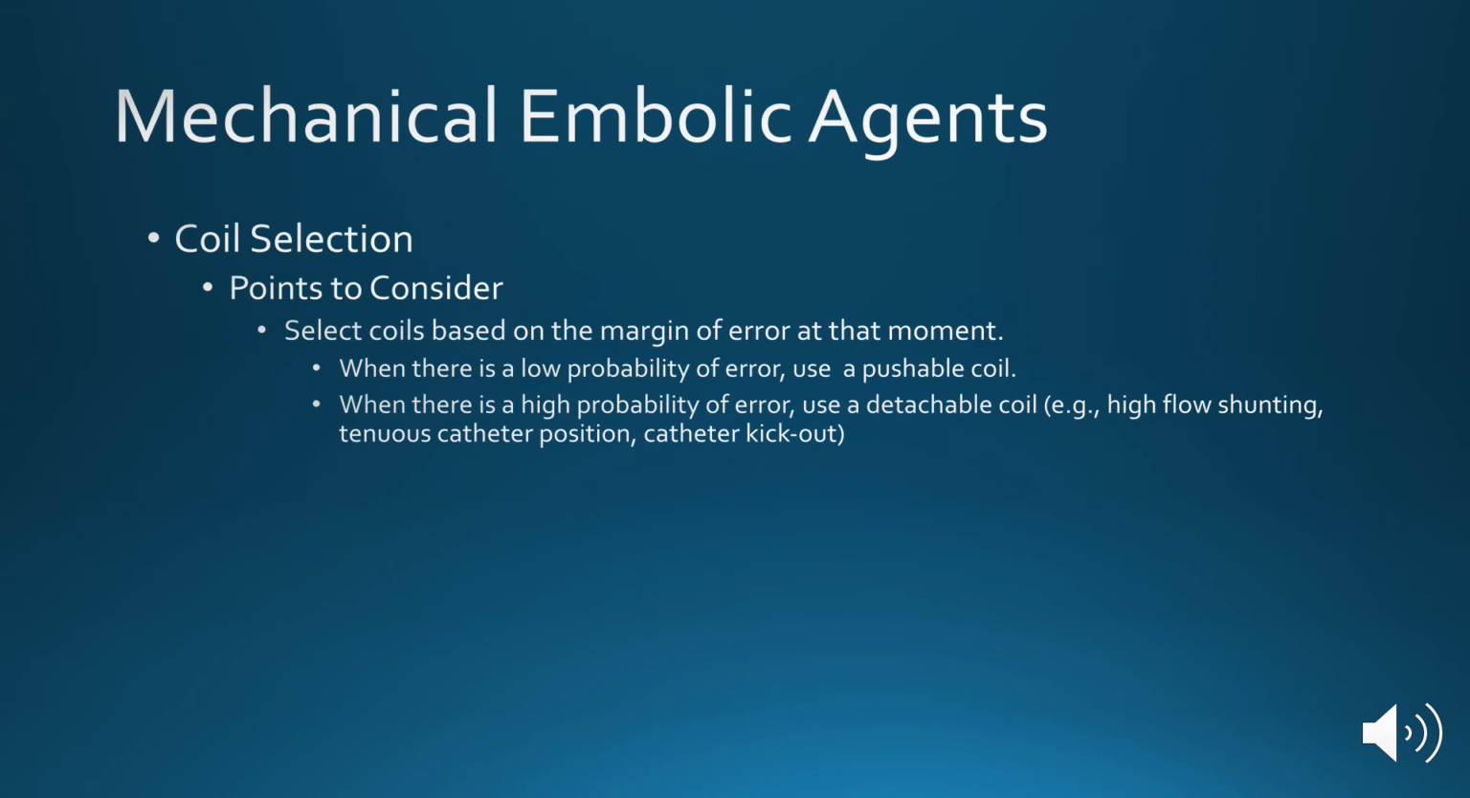So again, I look at each moment in an embolization procedure and figure out which coil is most appropriate at that time. When there's a low probability of error, it may be reasonable to use a pushable coil. But when there's a high probability of error, you can think about using a detachable coil, such as in a high flow vessel, maybe you have a tenuous catheter position, or you recognize the potential for catheter kickout.